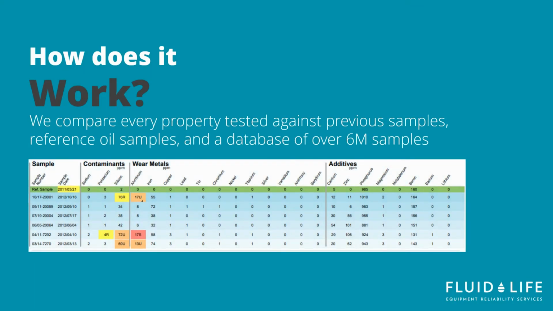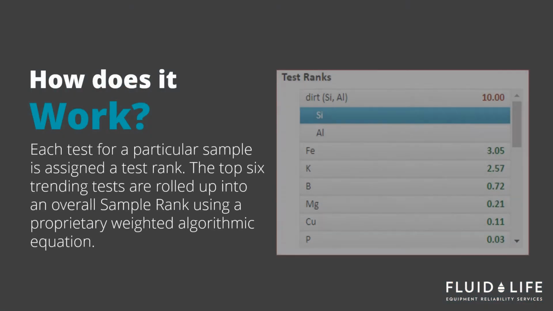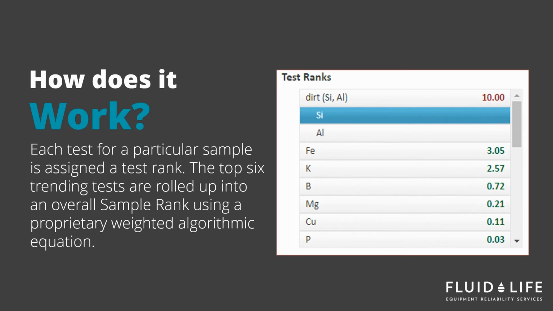So how does it work? We compare every property tested against previous samples, reference oil samples, and a database of over 6 million samples. We also take into consideration things like generic make and model, industry, and oil type. Each test for a particular sample is assigned a test rank based on those comparisons. The top 6 trending tests are rolled up into an overall sample rank using a proprietary weighted algorithmic equation.